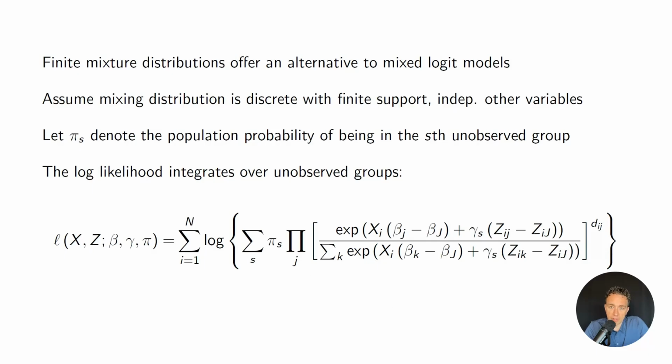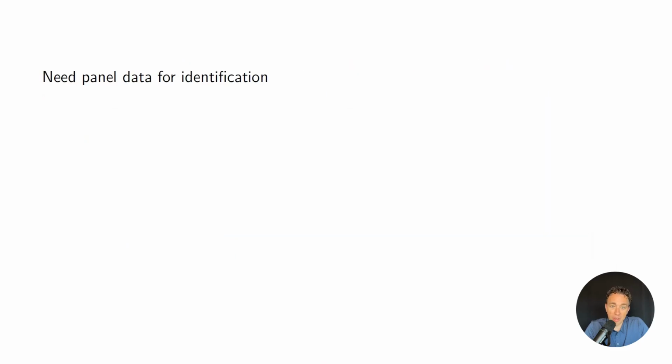So our likelihood function looks a lot simpler because there's no integral and there's no mixing density that we have to deal with. As with other preference heterogeneity frameworks, we're going to need panel data to identify this finite mixture model. So we assume that the gamma, that is the parameter that has the unobserved preference heterogeneity, is stable over time, as we talked about in the prior video on identification.